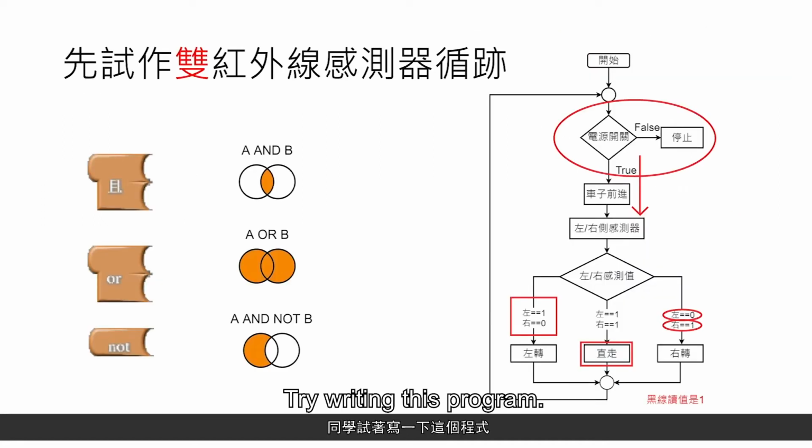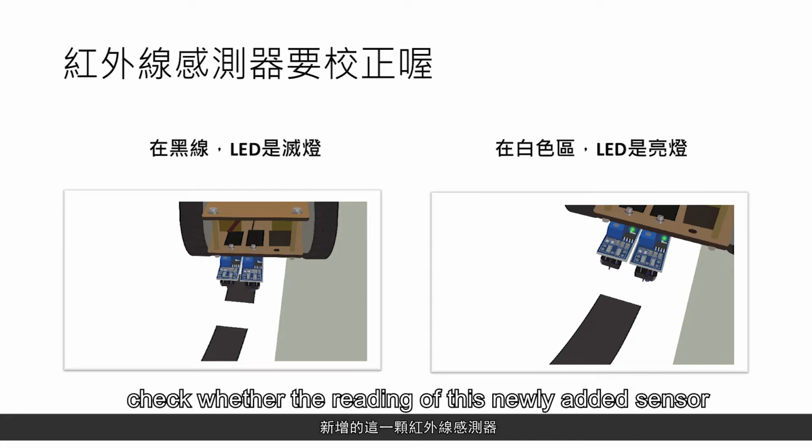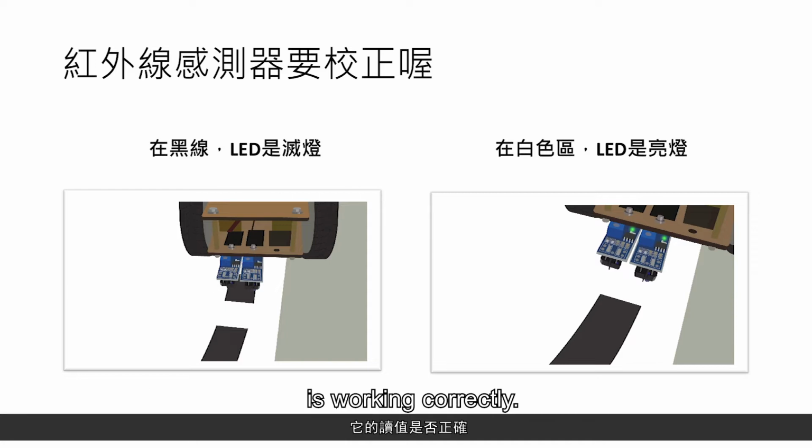Try writing this program. Before writing it, we installed a new infrared sensor, so remember to perform calibration. After calibration, we will begin with the software design. For the hardware, we need to check whether the rating of this newly added sensor is working correctly.